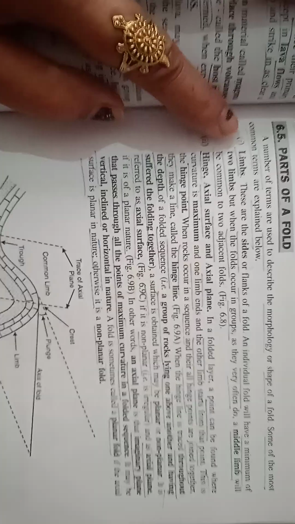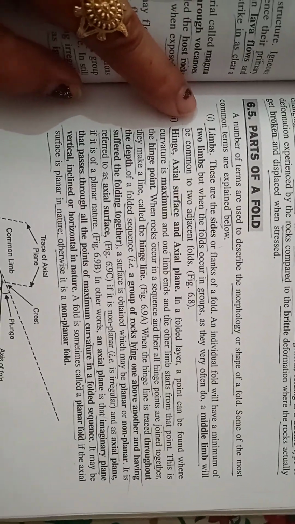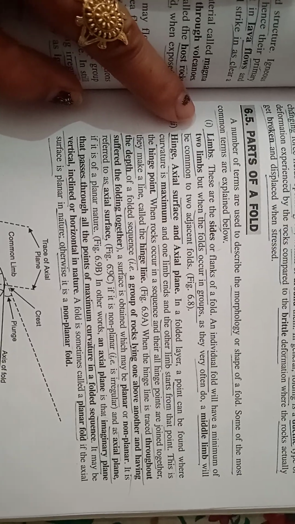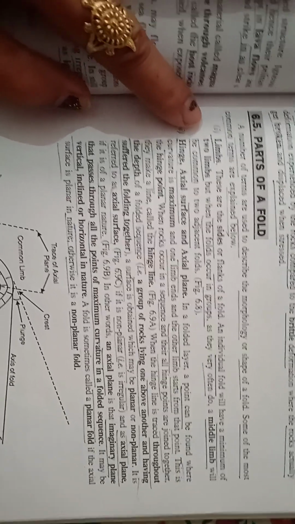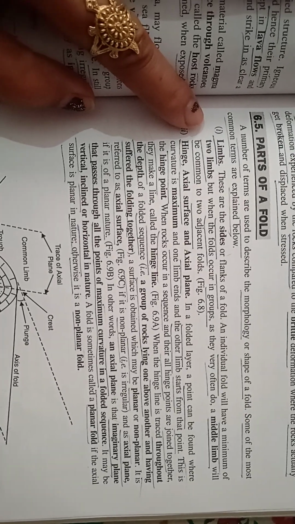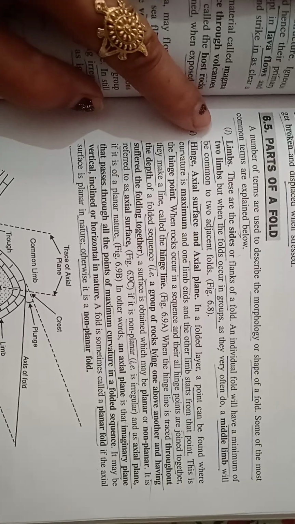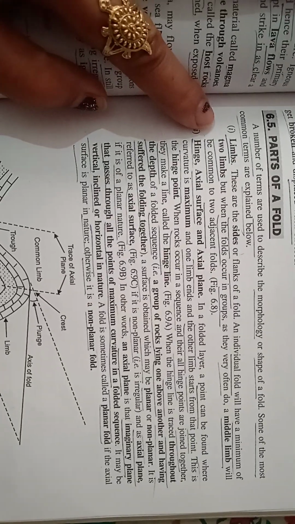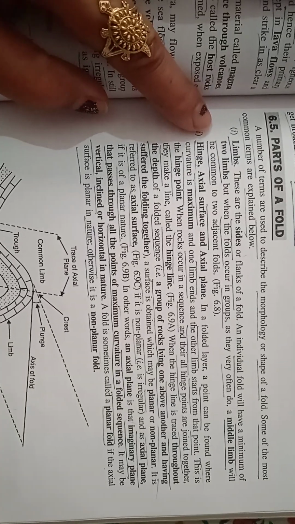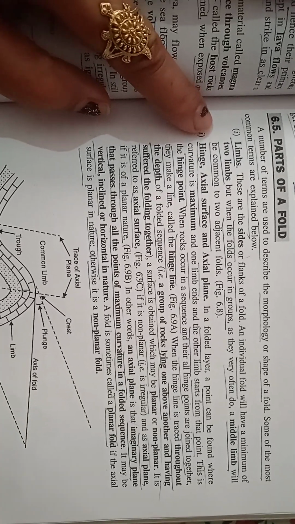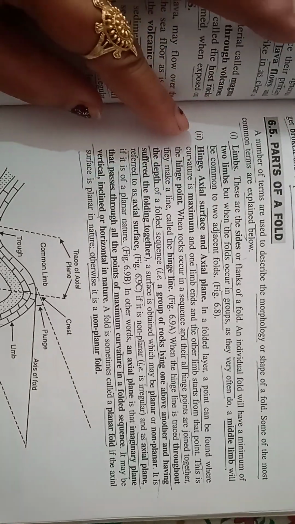A number of terms are used to describe the morphology or shape of a fold. Some of the most common terms are explained below. Limbs. These are the sides or flanks of a fold. An individual fold will have a minimum of two limbs, but when the folds occur in a group, as they very often do, a middle limb will be common to two adjacent folds in the figure.